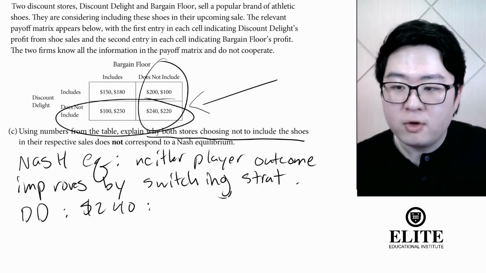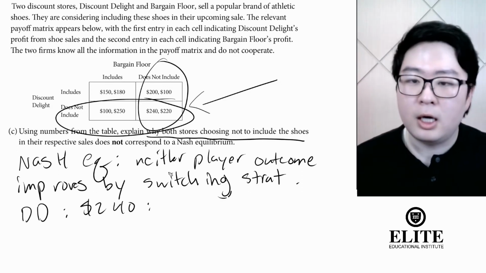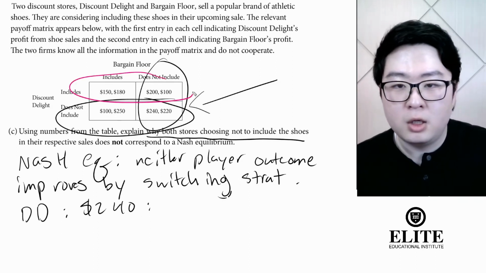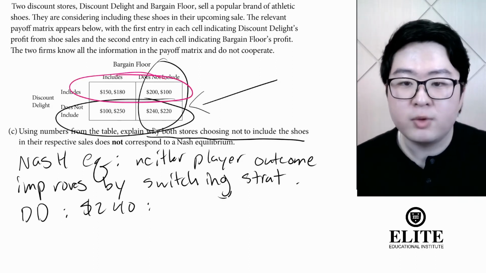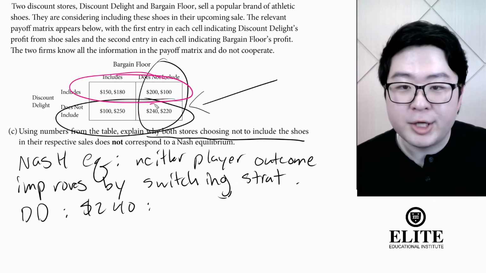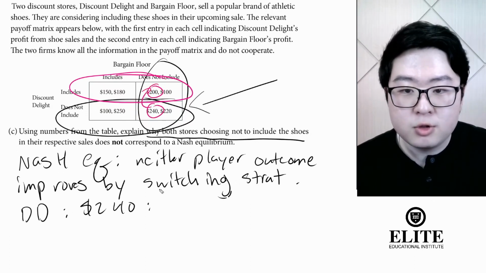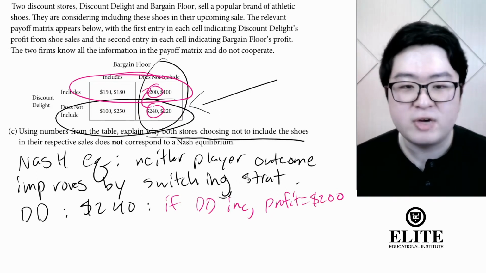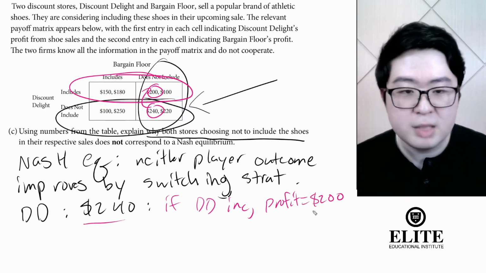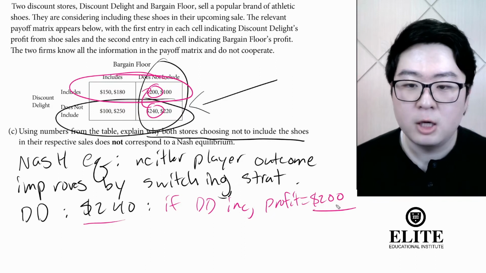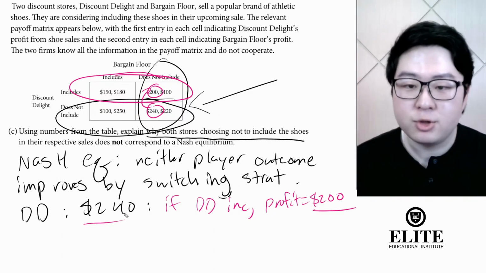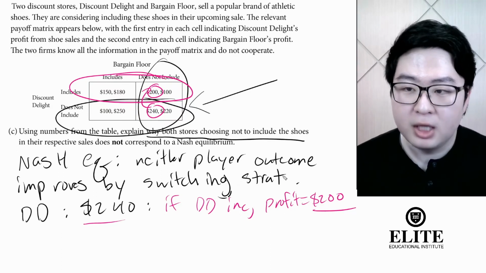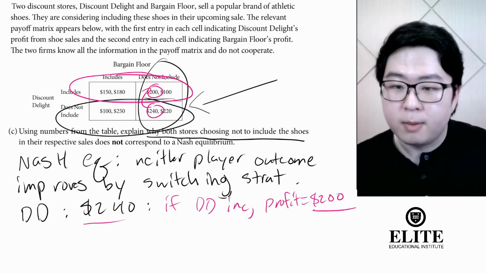So let's take a look. If discount delight switches strategies to including, let's see what happens to the profit. It changes from 240, of course, to 200. Is discount delight incentivized to change? Well, just compare these two numbers. Very clearly not, because discount delight is happy with $240 and obviously doesn't want to make less money by switching strategies. Let's see if this is the case for bargain floor.